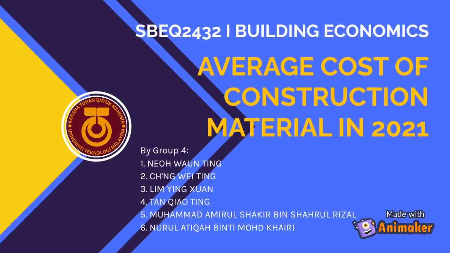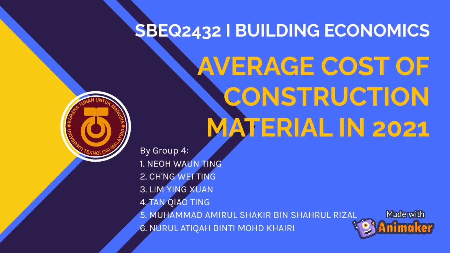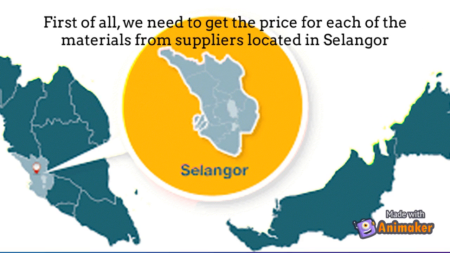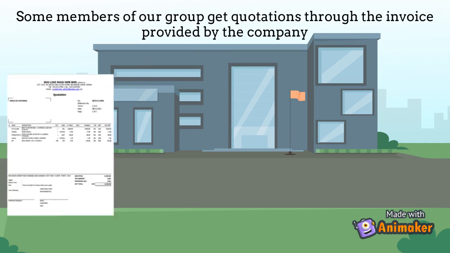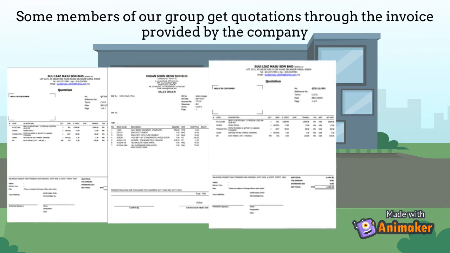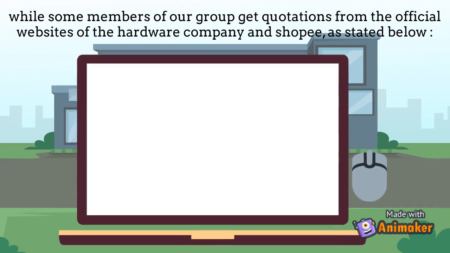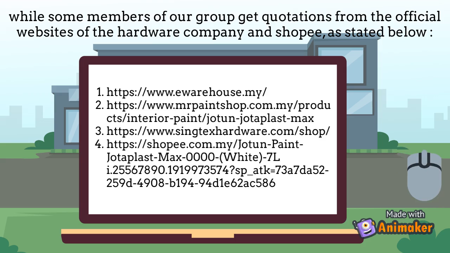Our topic is average cost of construction materials in 2021. First of all, we need to get the price for each of the materials from suppliers located in Selangor. Some members of our group get quotations through the invoice provided by the company, while some members of our group get quotations from the official websites of the hardware company and Shopee as stated below.